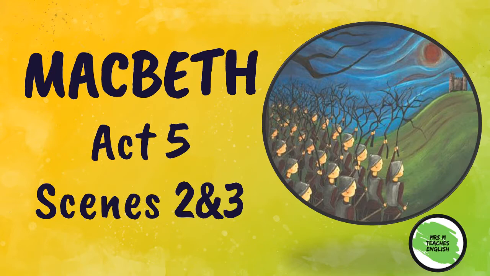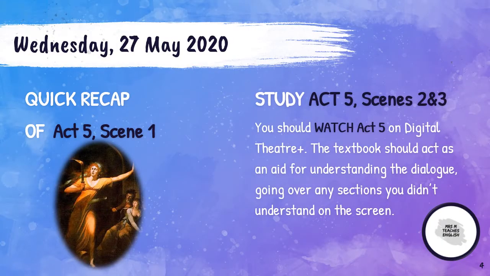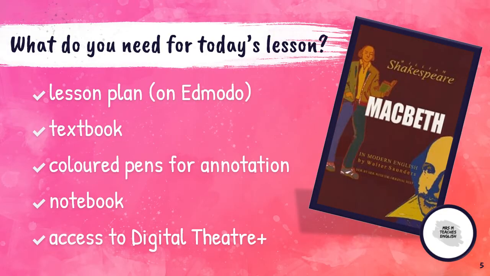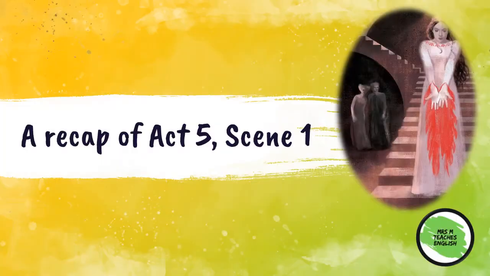In today's lesson, we'll focus on Act 5, Scenes 2 and 3. The lesson is divided into two parts. In the first section, we'll go over the answers to Act 5, Scene 1. For the rest of the lesson, we'll study Scenes 2 and 3 of this, the final act of the play. Have everything that you need before we continue with this video lesson. Let's get started with a quick recap of the first scene.